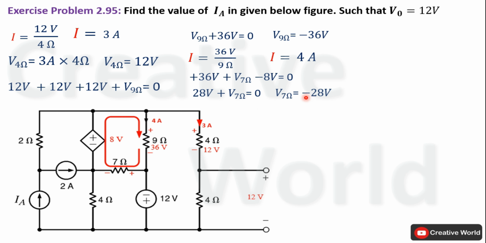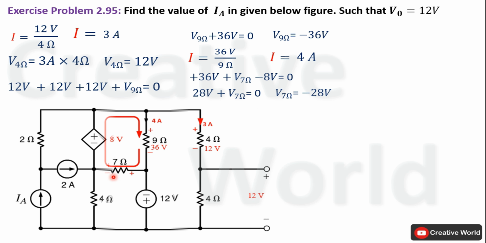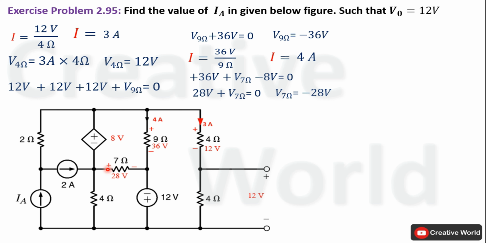Again, this minus sign is indicating this polarity notation is wrong. Actual polarity notation across this 7 ohm resistance is positive sign here and negative sign here. Now we can calculate current through this 7 ohm resistance. Now we can calculate current through this branch, that will be equal to 28 volt divided by 7 ohm. It will become 4 ampere, and the direction of current will be left to right because current entering terminal is taken with positive sign and current leaving terminal is taken with negative sign.